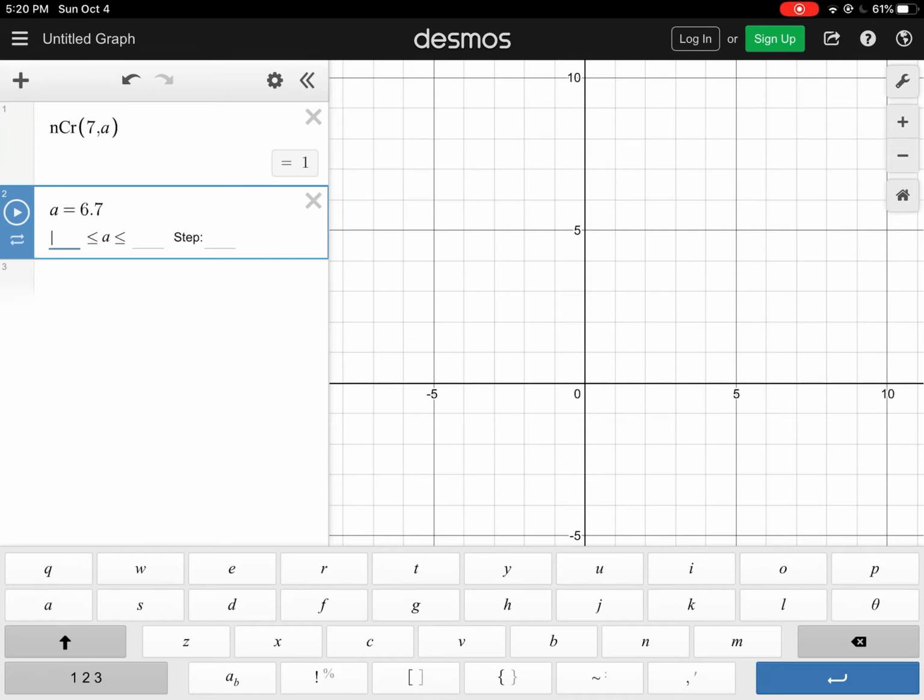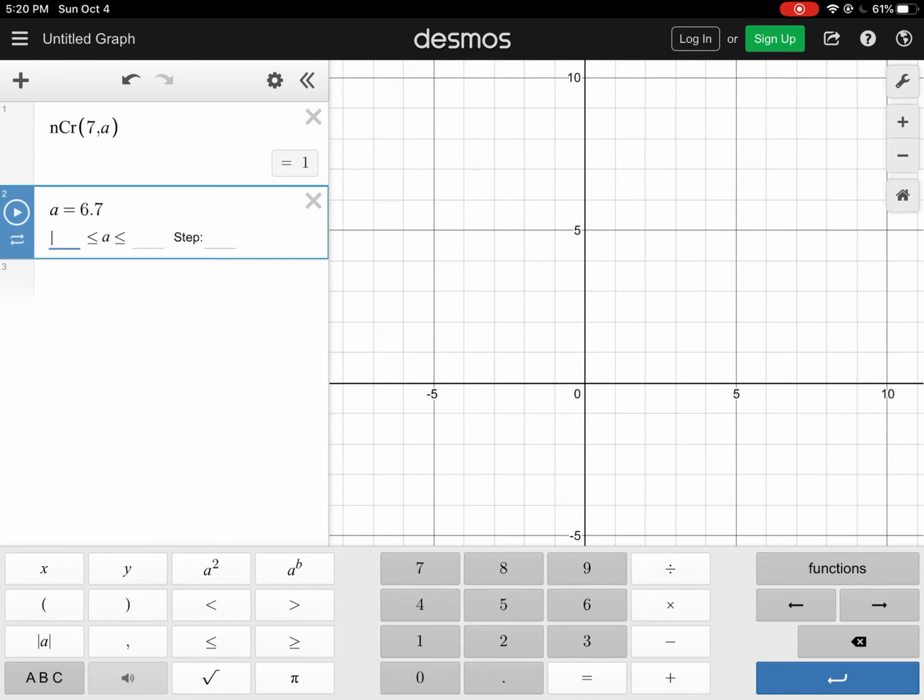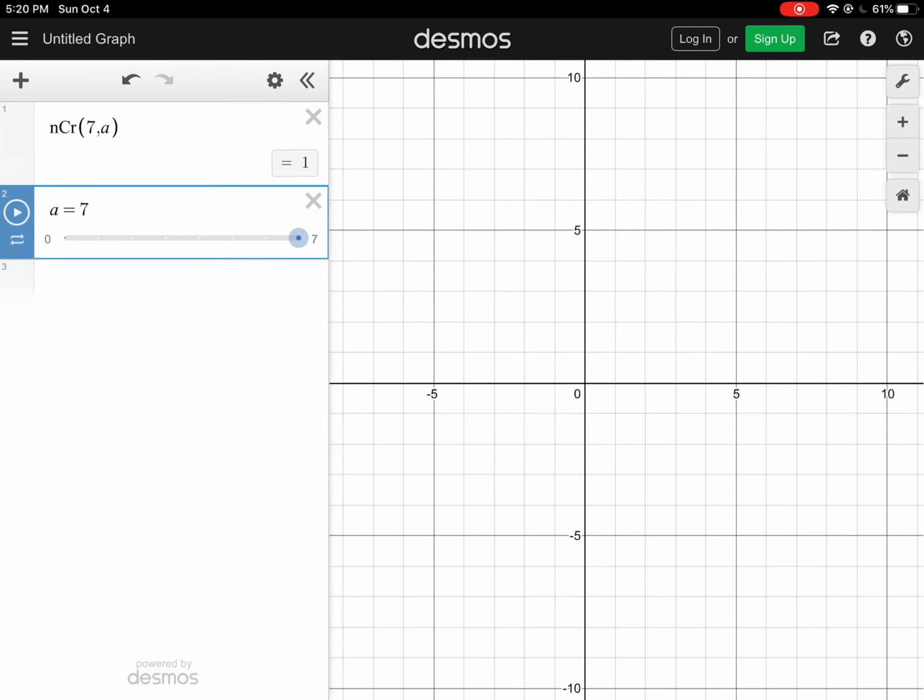You just click there on a, and you can say, I just want a to go from 0 to 7. Because it could be 7 choose 0, all the way up to 7 choose 7. And I want to do it one step at a time. Now, when I grab that slider, 7 choose 0 is 1. It shows me that up there. If I slide it over to do 7 choose 1, it's 7. 7 choose 2, 21. 7 choose 3, 35. And then 7 choose 4, 35.